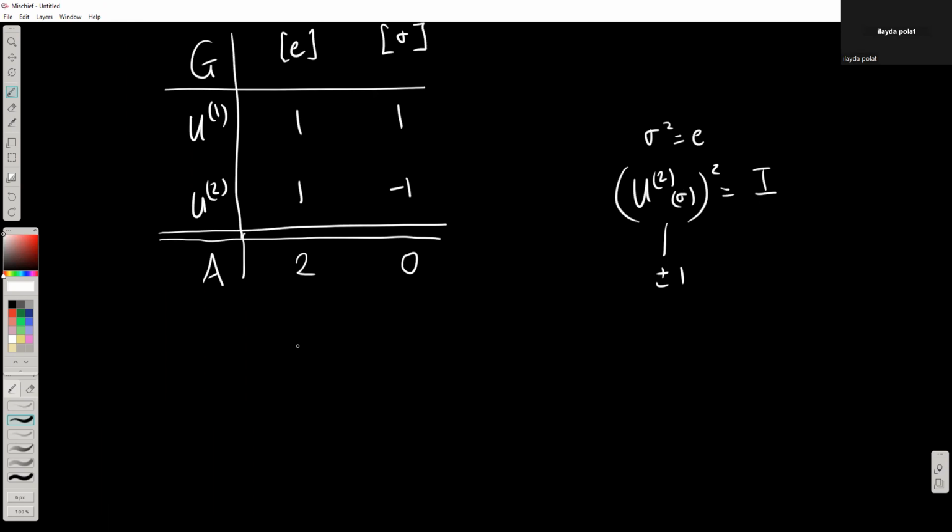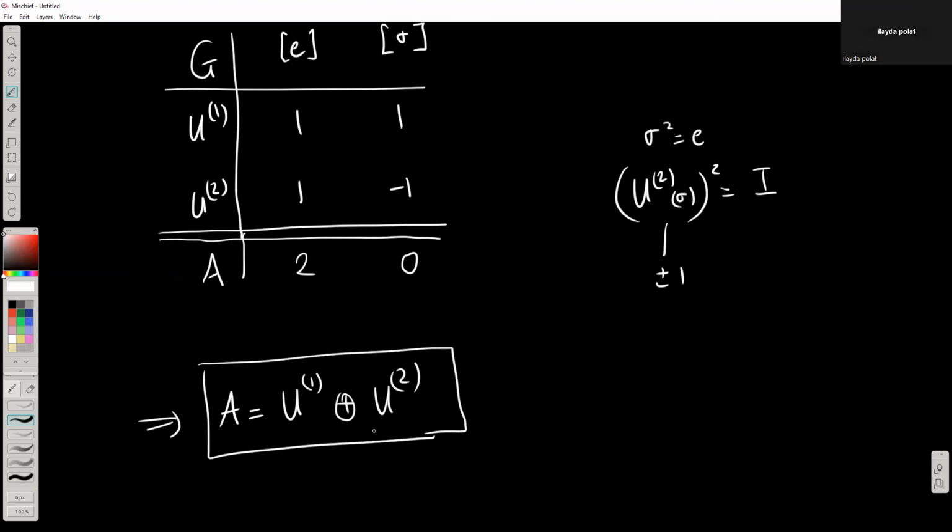Now, by using the characters, we can find the decomposition easily, right? That's what we are going to do. There's a formula for finding how many times, for example, U1 appears in the decomposition of A and things like that. If the representation is really huge, you can do that. But here it is quite easy to see that the first row and the second row summed up gives me the third row. So that tells me that A is a direct sum of U1 and U2. Okay. It is decomposed as a direct sum of these two representations.